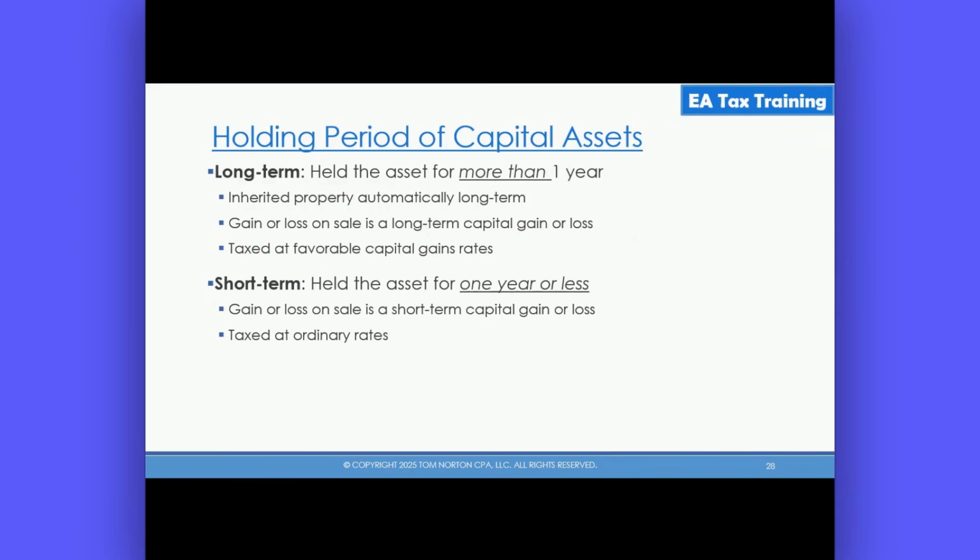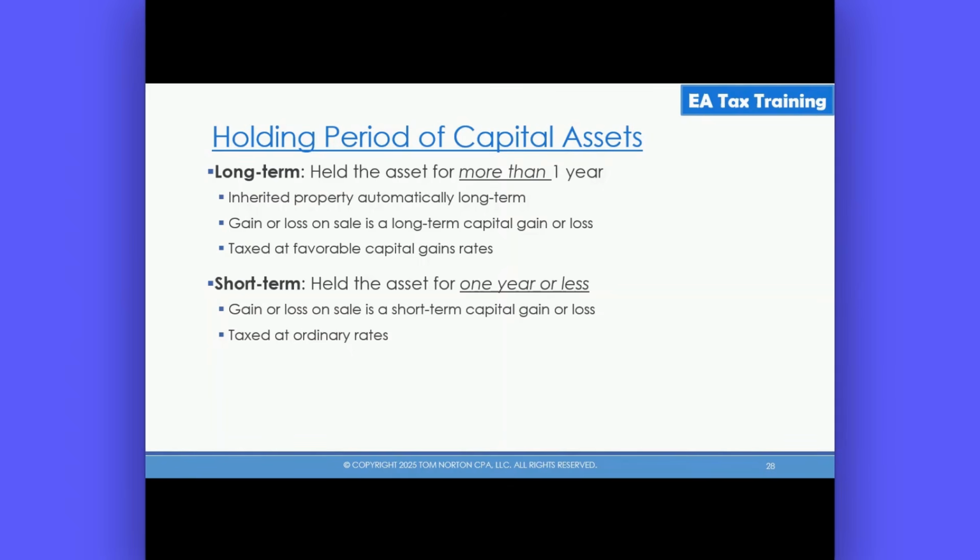Holding period of capital assets. So I've referred to this a little bit earlier, but it is a very important concept. Long-term versus short-term capital assets. A long-term asset is one that is held for more than 1 year. Inherited property is automatically considered long-term. So even if the person who died had just acquired that asset, let's say they acquired it a month before they died, now they die and it is inherited by their heirs. Those heirs get to treat that as a long-term asset.